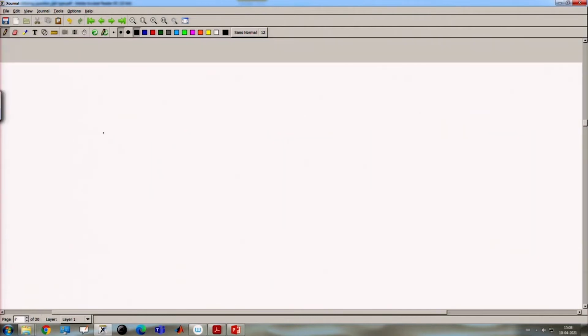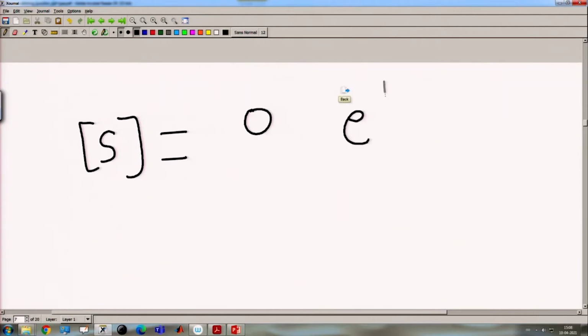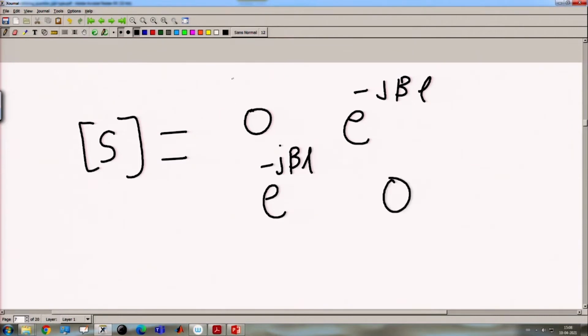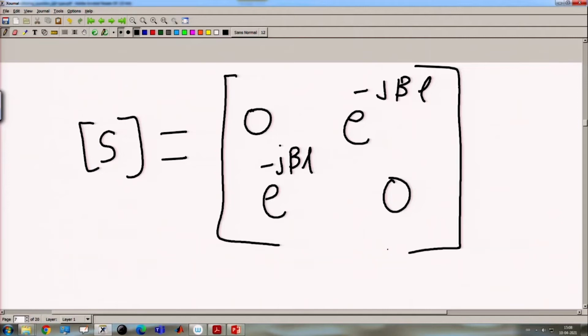A scattering matrix can be written as 0, e to the power minus j beta L, e to the power minus j beta L, 0. So this will be the scattering matrix for the first configuration.